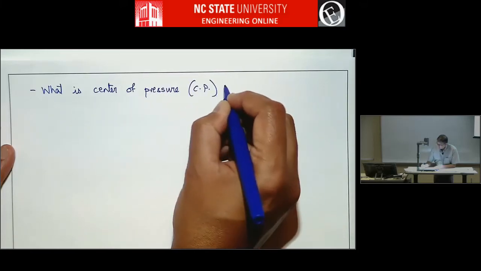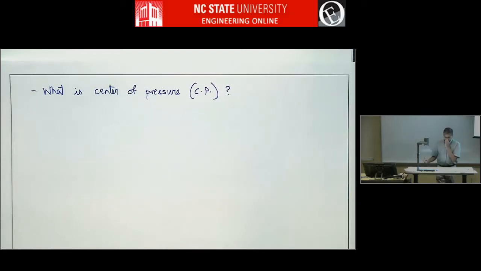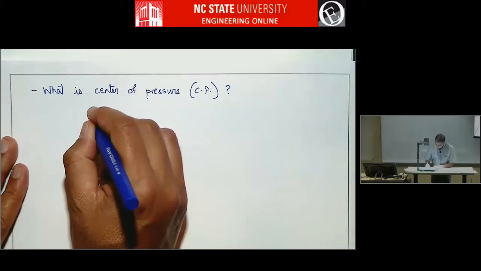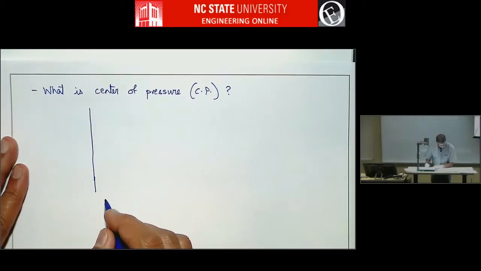Which is denoted by Cp, usually capital C, capital P. So just don't confuse it with coefficient of pressure, which is capital C and subscript small p, right? So there are two Cp's. One is coefficient of pressure, another is center of pressure.